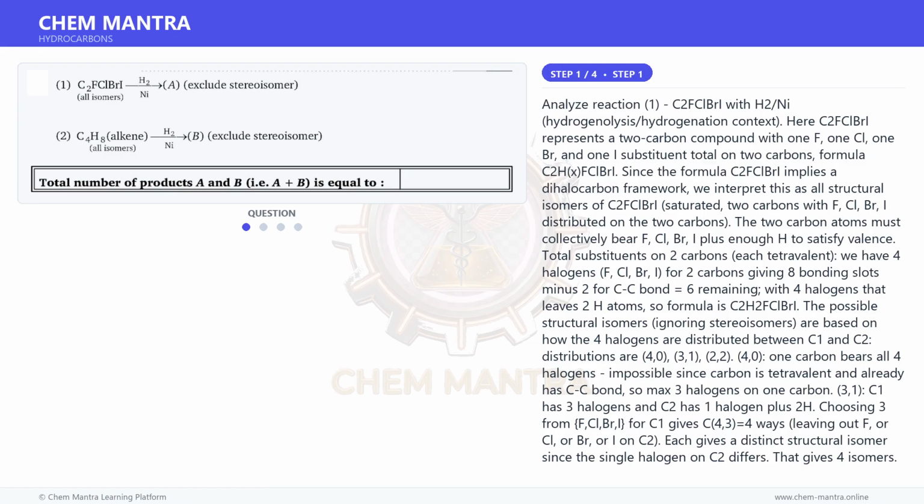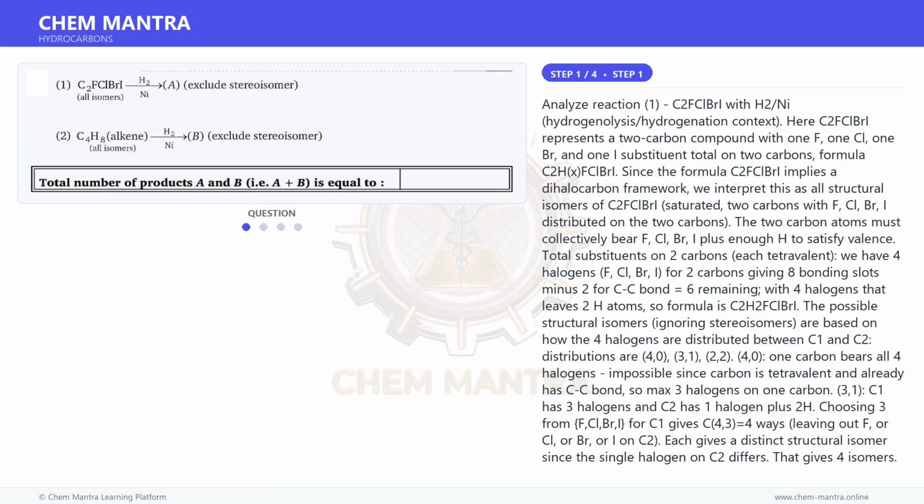The 2 carbon atoms must collectively bear F, Cl, Br, I plus enough H to satisfy valence. Total substituents on 2 carbons, each tetravalent: 8 bonding slots minus 2 for the C-C bond is equal to 6 remaining, with 4 halogens that leaves 2 H atoms, so the formula is C2H2FClBrI. The possible structural isomers, ignoring stereoisomers, are based on how the 4 halogens are distributed between C1 and C2.